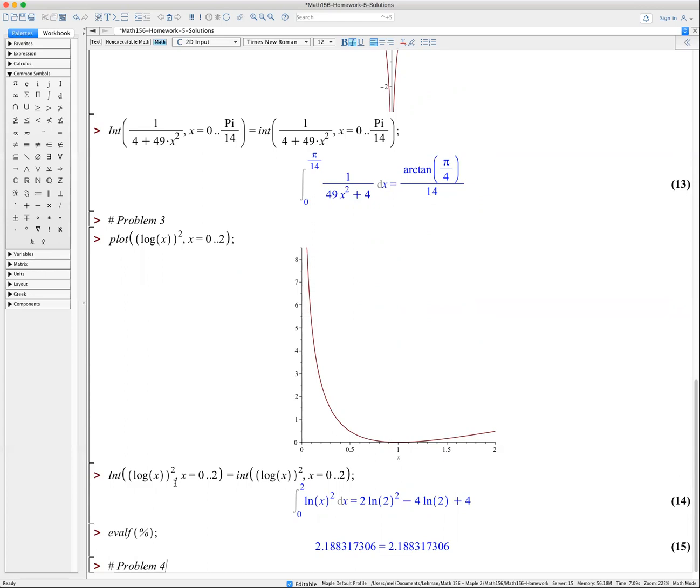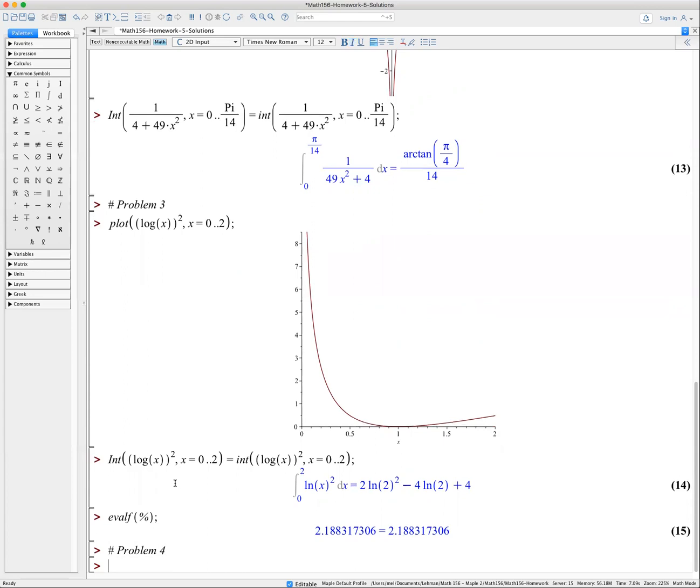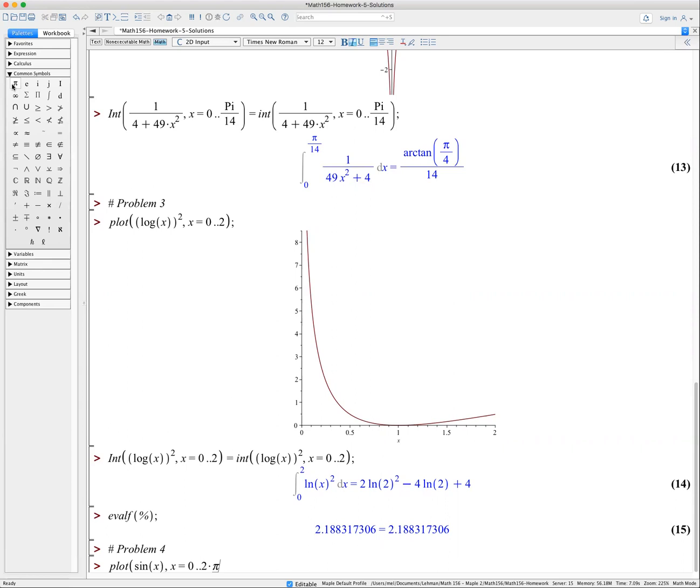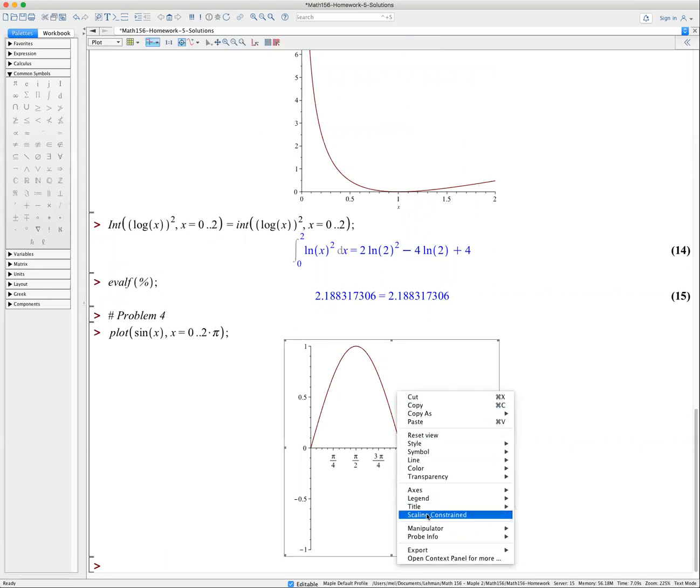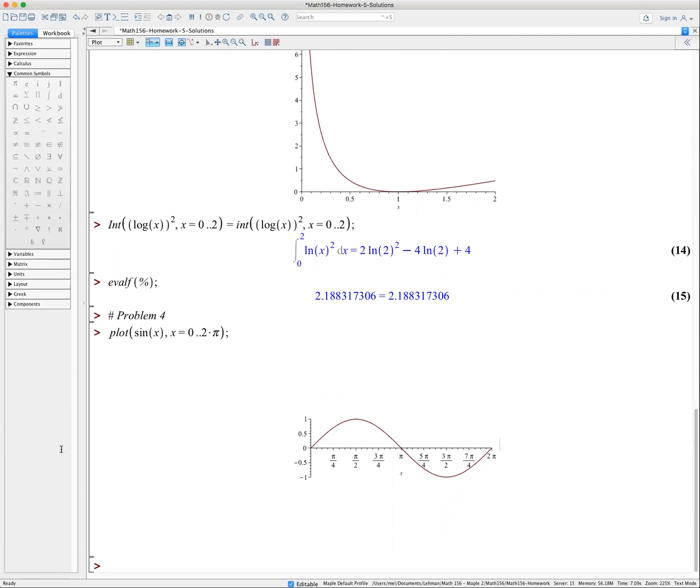Problem 4. Plot sine of x from 0 to 2 times pi. This time maybe I'll take the pi from here. Yeah, there it is. That's the sine of x. You want it drawn to scale. Looks like that.